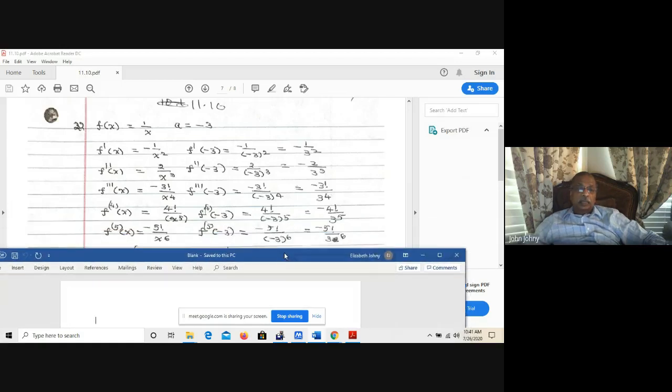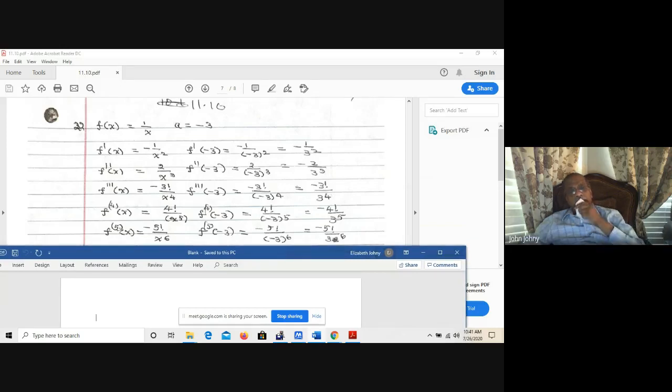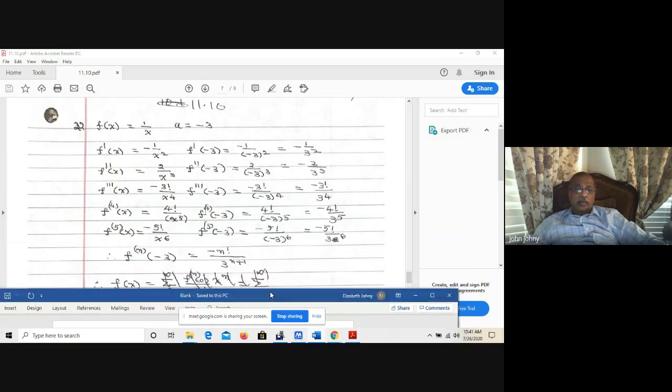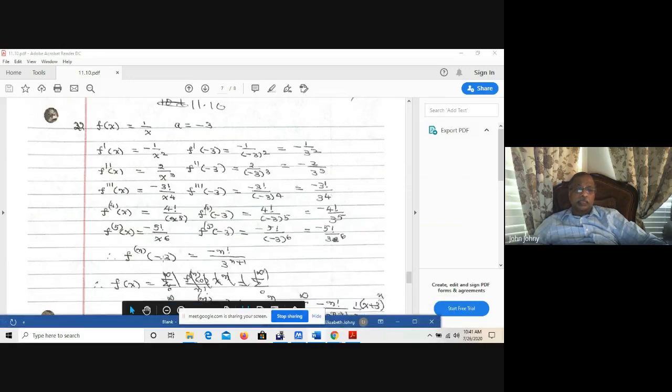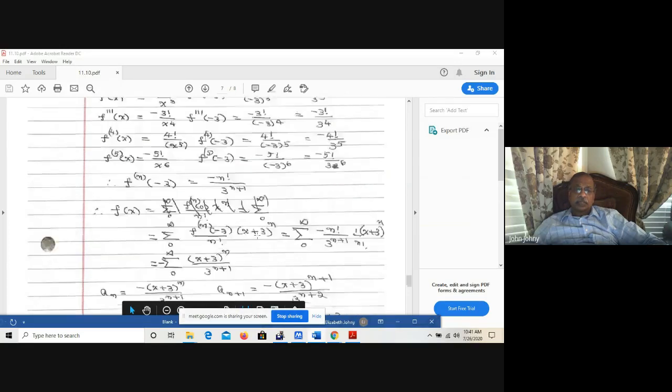So you find one more. The fifth derivative is negative 5 factorial over x to the 6. So the fifth derivative at x equal to negative 3 is negative 5 factorial over (negative 3) to the 6. Negative 3 to the 6 is the same as 3 to the 6. And so f^(n) at negative 3 is negative n factorial. So if it is 5, it is negative 5 factorial. If it is 4, it is negative 4 factorial. If it is 3, it is negative 3 factorial. So f^(n) of negative 3 is negative n factorial over 3 to the n plus 1.